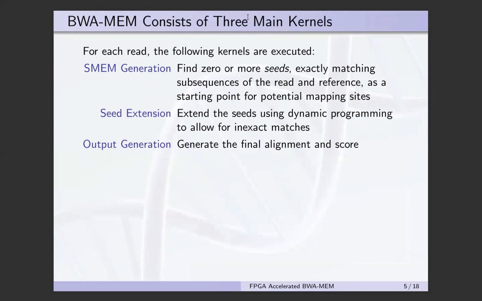In the BWA-MEM algorithm, we usually have three different functions that run for every one of these reads. The first function is called SMEM generation. In this function, we identify the seeds that are exactly matching the read to the reference DNA.